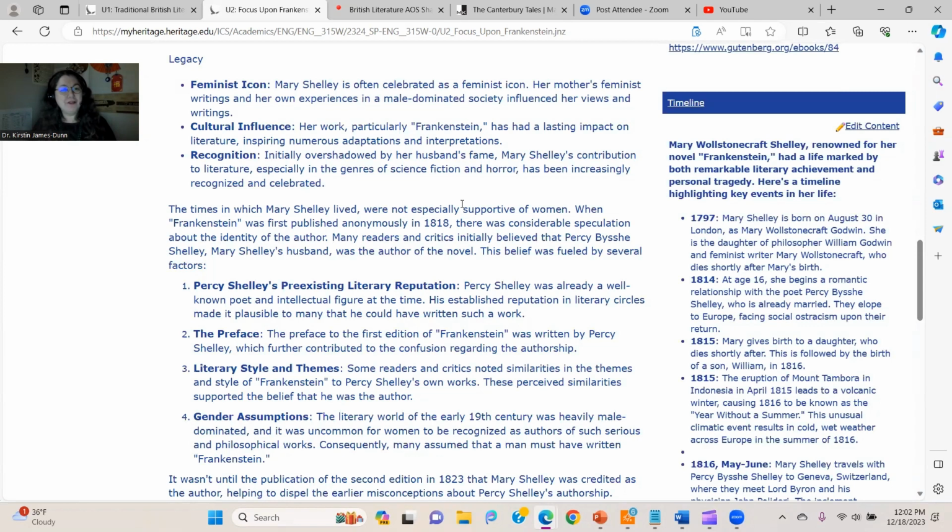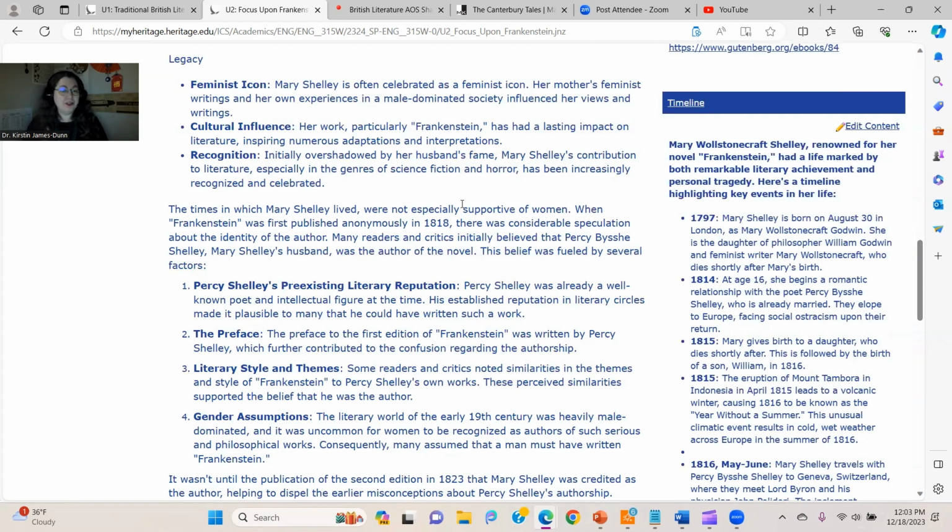Initially overshadowed by her husband's fame, Mary Shelley's contribution to literature, especially in the genres of science fiction and horror, has increasingly been recognized and celebrated. So, through this point, many know her and her work far better than they do Percy Bysshe Shelley, the poet. Times in which Mary lived were not especially supportive of women.